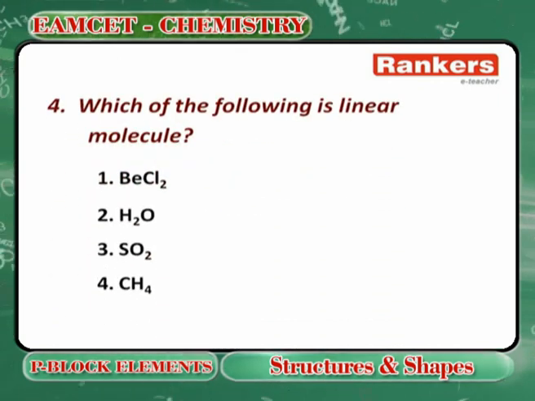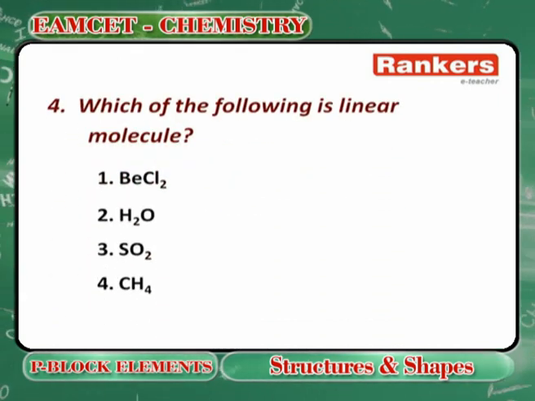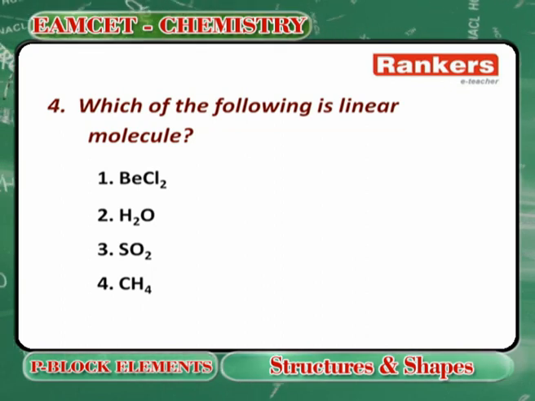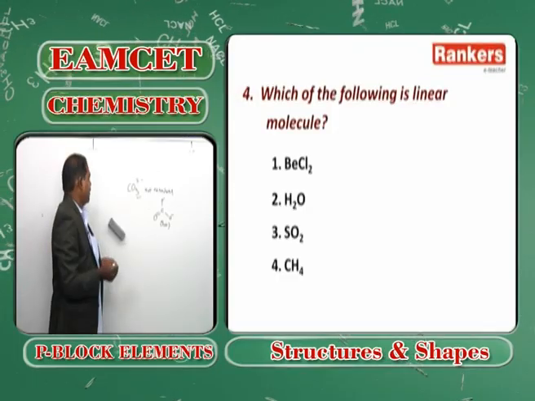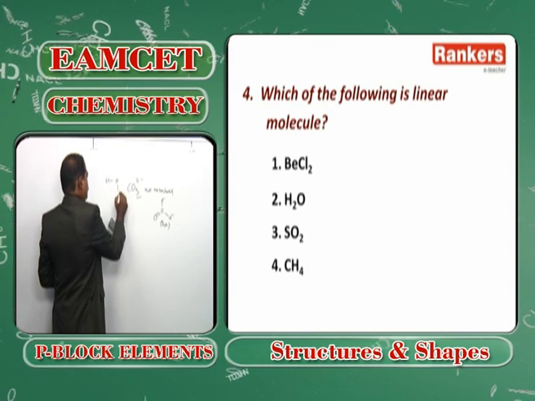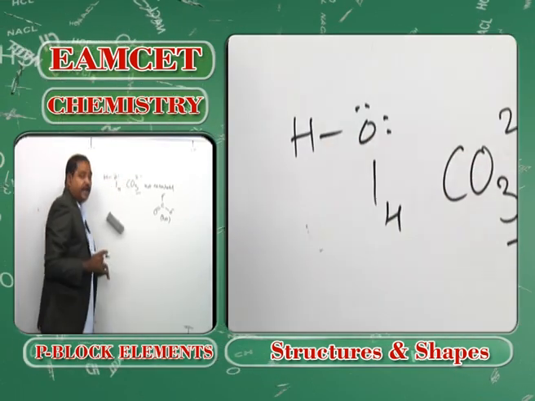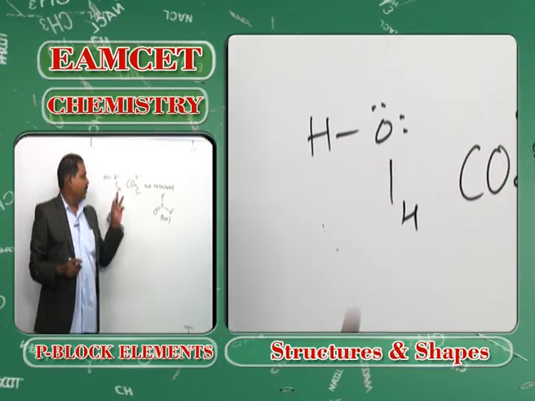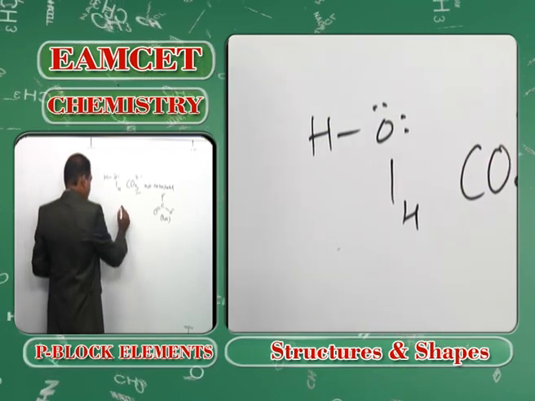Which of the following is a linear molecule? BeCl2, 2 bond pairs, no lone pairs. H2O, 2 bond pairs, 2 lone pairs. It can never be linear, I repeat, because the lone pairs drive it mad.